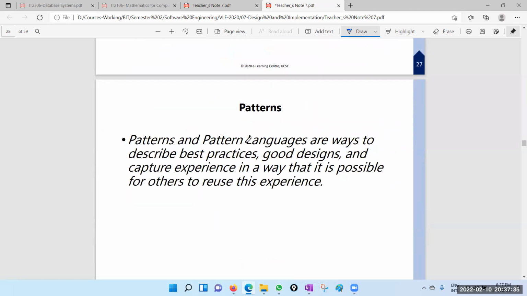So patterns and pattern languages are ways to describe best practices or good designs and capture experiences in a way that makes it possible for others to reuse this experience. So that is why we document it.